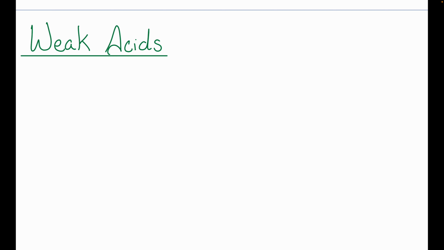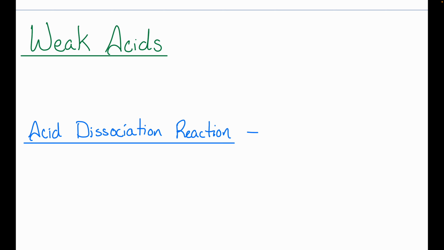And now we're going to talk about our other bucket here, the weak acids. We'll get to weak bases here in a second, but let's start with weak acids. All right, so first of all, what we were introduced to last class was this, what we called our acid dissociation reaction. These are the ones that get that special value for their equilibrium constant, Ka.